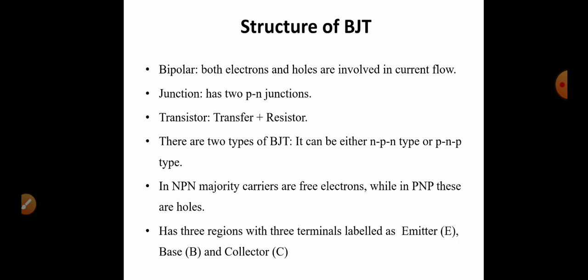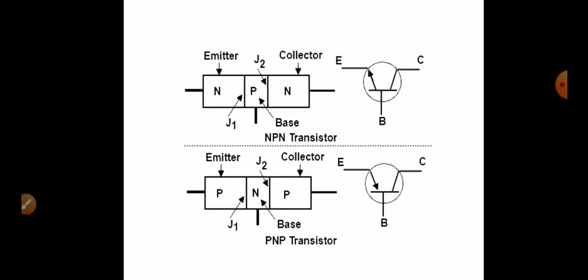There are two types of BJTs available. They are NPN type or PNP type. In NPN type, the majority carriers are free electrons and holes are the minority carriers. While in PNP, holes are the majority carriers and electrons are the minority carriers. It has three regions, named emitter, base and collector. This is the structure of a BJT.